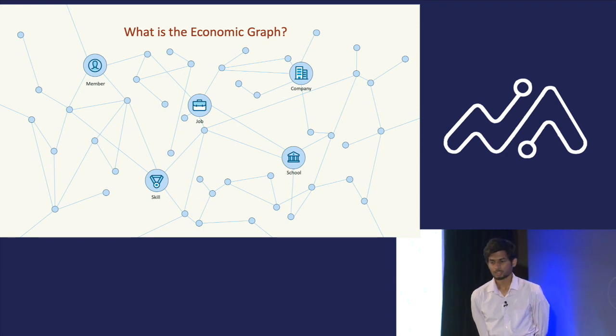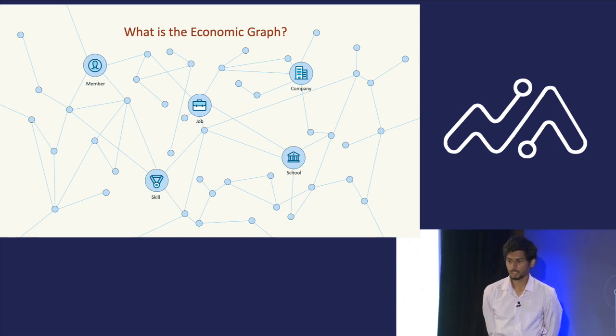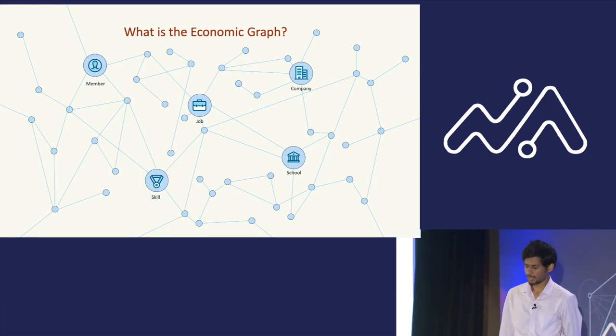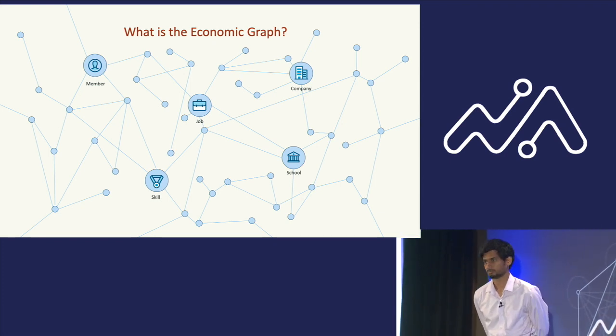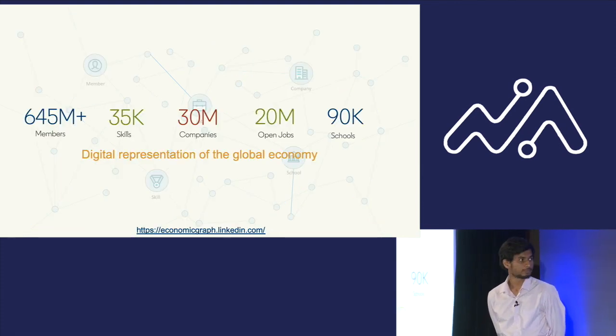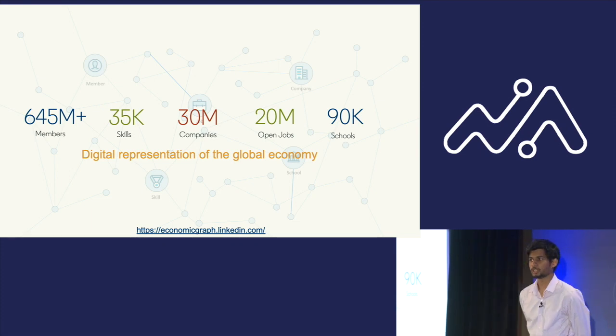provide a product. So you can imagine that there are individual entities like member, like job, company, and things like that. And there's a lot of interconnectedness between them. Members go to certain schools, jobs require certain skills, etc. So essentially, the economic graph is a digital representation of the global economy.